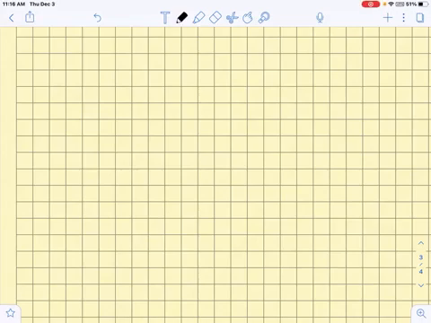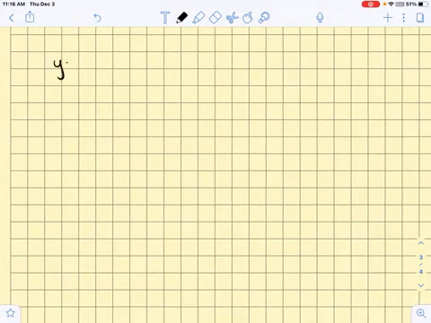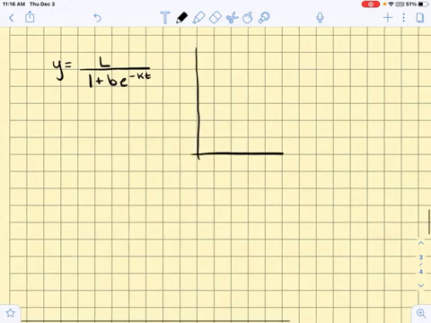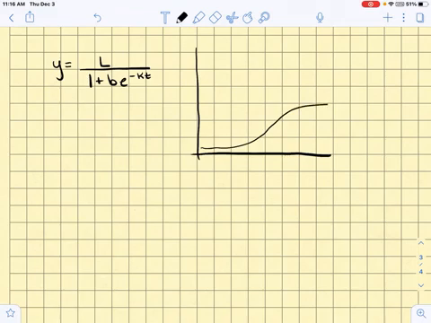All right, in this lesson, which is what I did not get to in class, we're going to talk about logistic equations. A logistic equation in its general form looks like this. And what the graph looks like, generically speaking, a logistic graph looks like this. Oh, that was not a very good logistic graph. Let's try it again.